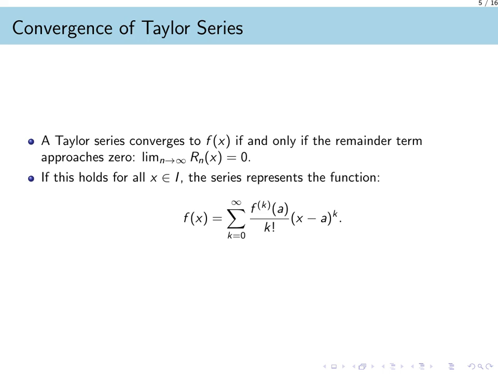For this infinite series to perfectly equal the original function, that leftover piece, the remainder, must shrink to nothing as we add more and more terms. Therefore, the Taylor series converges to f of x if, and only if, the limit of the remainder term as n approaches infinity is 0. When this condition holds true over an interval, we can confidently state that f of x is equal to the infinite sum shown on the slide. This is the fundamental test for convergence that we will use in our upcoming examples.